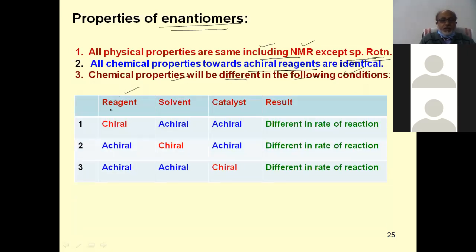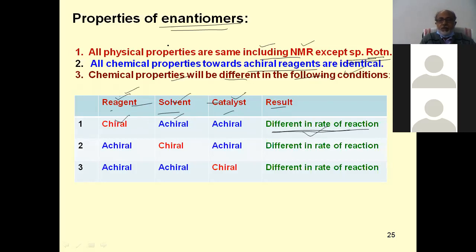Let us see. Suppose an optically active compound A, one of the isomers, will be reacting with a particular reagent, maybe using a catalyst, and in a particular solvent. Now here the reagent or the catalyst or the solvent may be chiral or achiral. If it is a chiral reagent and the other two are achiral, then the rate of the reaction will be different. So that is where the difference will appear.